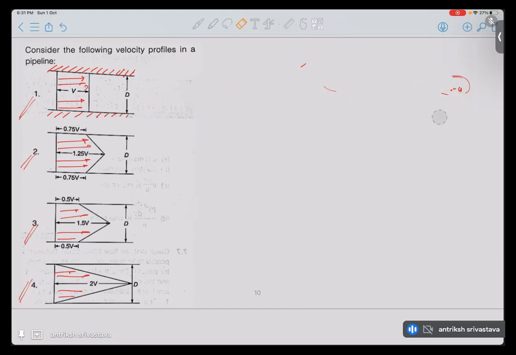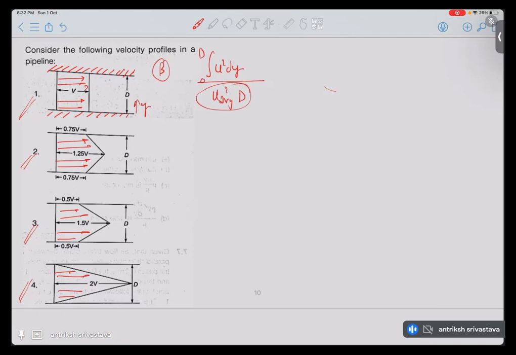So we will calculate the momentum correction factor, and you can then easily calculate the kinetic energy correction factor. The momentum correction factor, denoted as beta, is the integral of the actual momentum, u square dy, with y changing from 0 to d, the diameter or the depth or the distance between the two plates, divided by u average square into d, right?